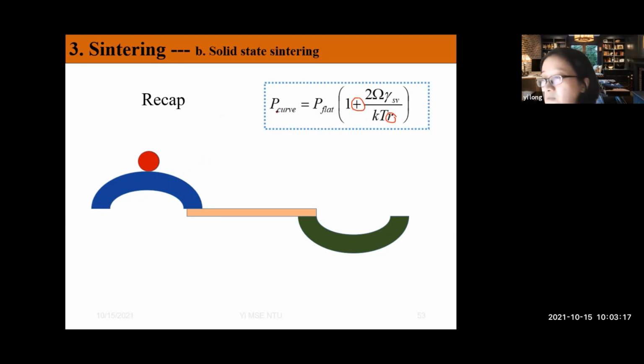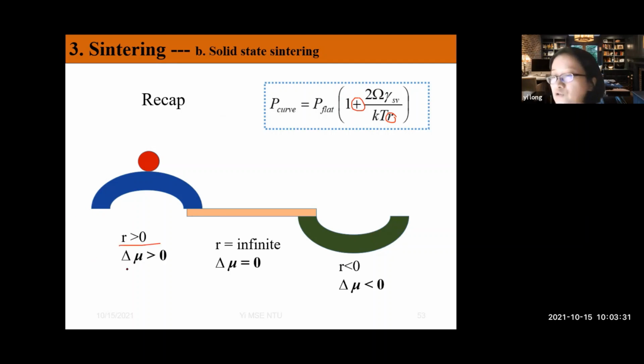Because if R is larger than 0, P curve is going to have the highest pressure, so your atoms are going from the highest pressure to the lowest pressure, going this way. R larger than 0, delta mu also larger than 0. R infinite, delta mu is equal to 0. If R less than 0, delta mu is less than 0. So the atom moves this way.